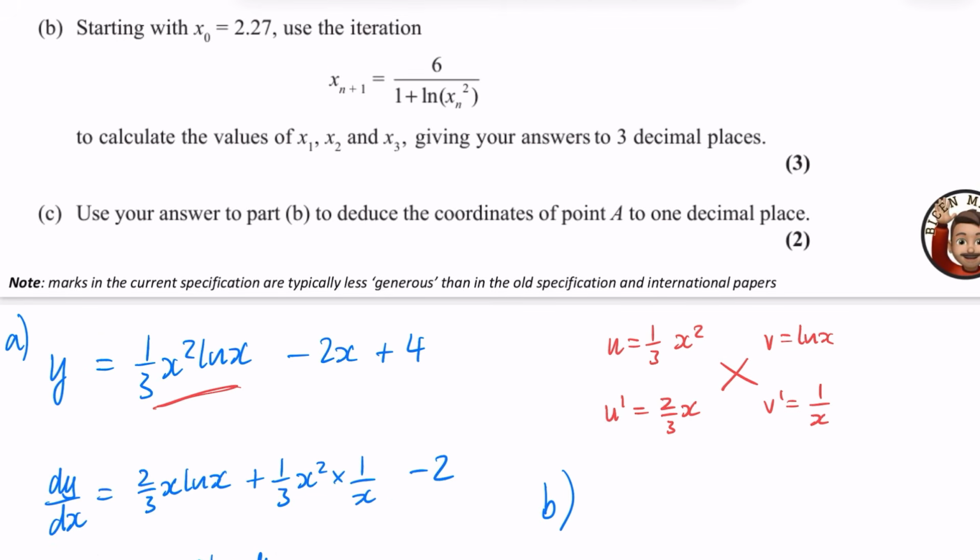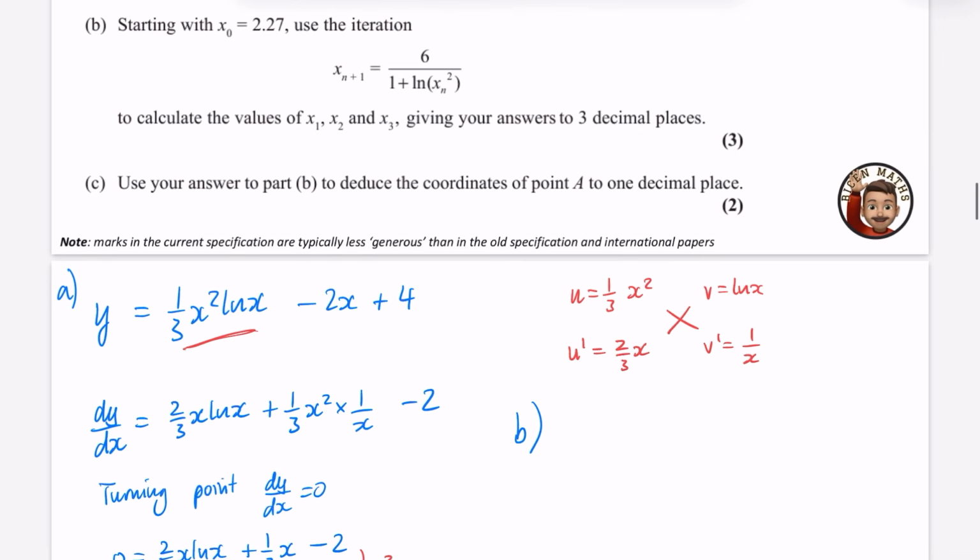to 3 decimal places. This would never be worth 3 marks in our specification, but you'll notice from the international papers where I've often taken these questions, they tend to be a little bit more generous with the marking. So if x naught is 2.27, I'm going to show them just one substitution. It's going to be a 6 over 1 plus ln of 2.27 squared.